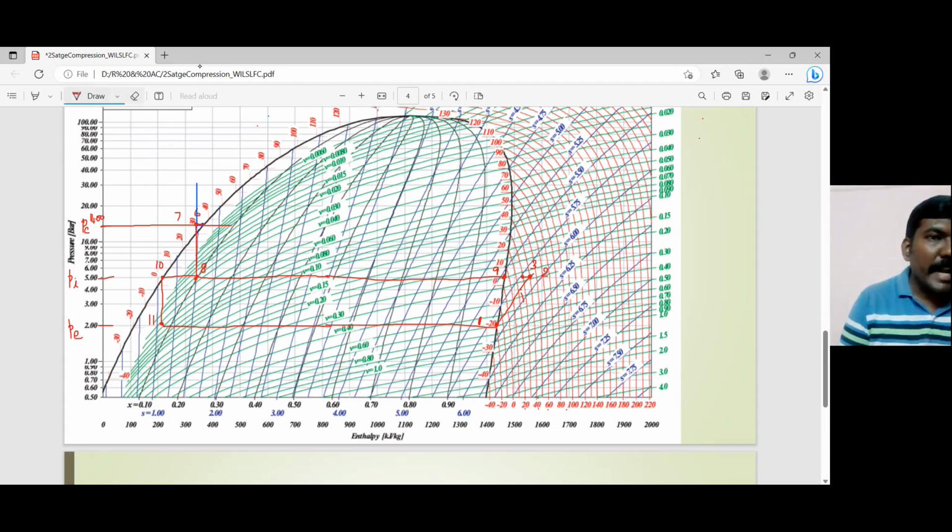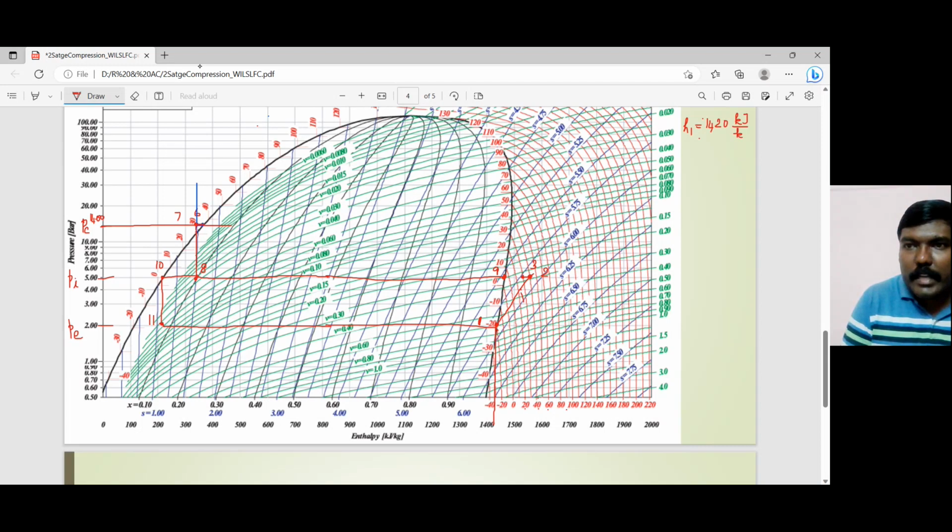Before proceeding to that, let's write down the enthalpy values. So from 1, if I drop a perpendicular over here, between how much is that? This line is 1400. When I drop a perpendicular like this, it is between 1400 and 1500, very close to 1400. So H1, let's say 1420 kilojoule per kilogram.